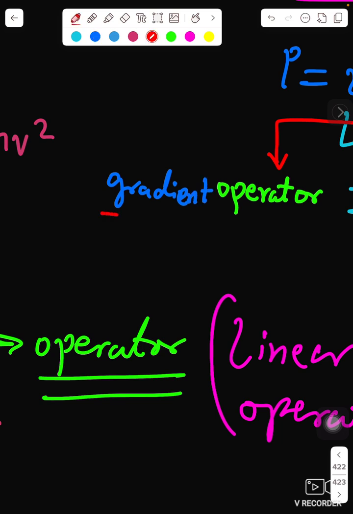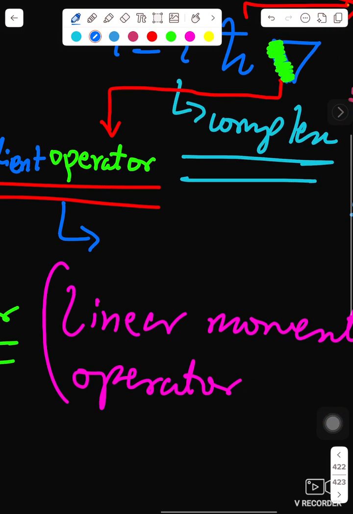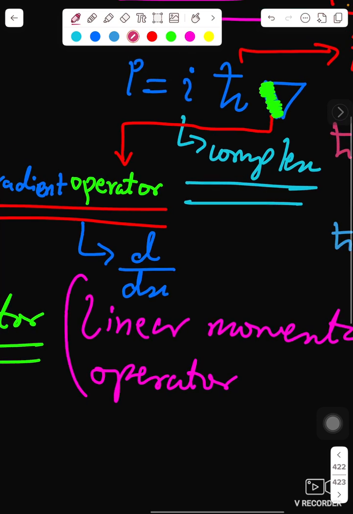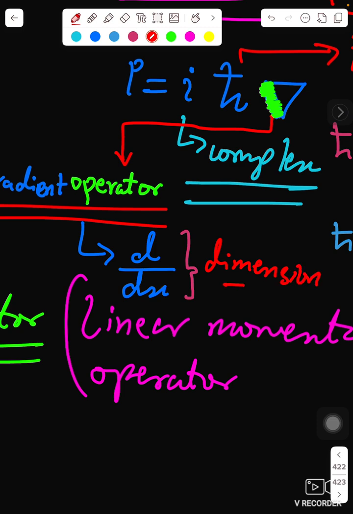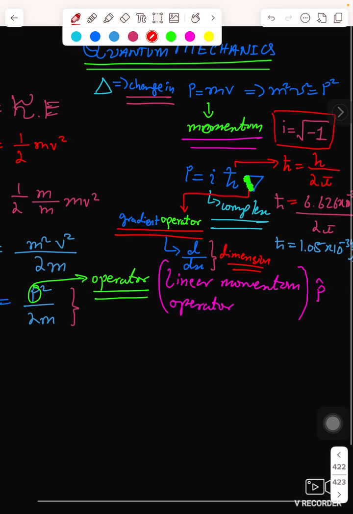Now, what this gradient operator is, I think you might have noticed from the name, is nothing but differentiation, d over dx, derivative with respect to a dimension. We're talking about a dimension, and how many dimensions we're looking at in the equation.